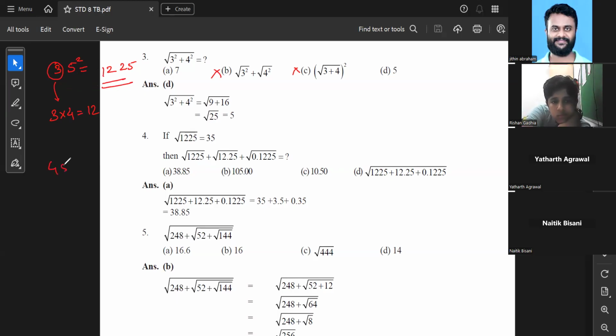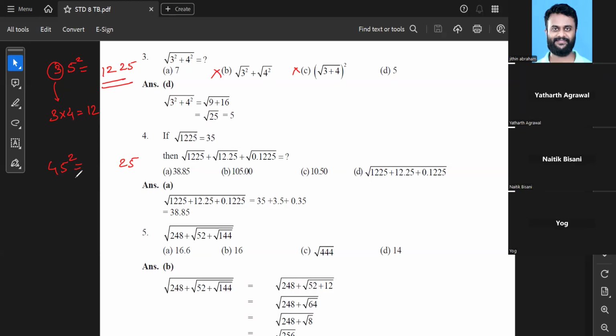Similarly for 45, I'll write 25 over here. Then what do I write after that? 20, 4, because 4 into 5, the number after 4, is 20. So 2025. Next, for 55, I'll write 25 over here. Then what will I write? 3025. Correct. 5 into 6 and so on. So keep this technique in mind.